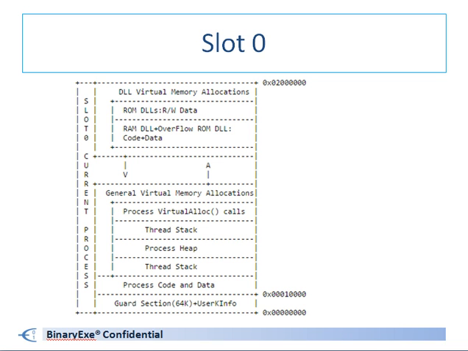So if the process changes, obviously the DLL doesn't change if it is still in use, unless it is unloaded. So the address is always constant unless it is unloaded. So you see in slot 0 there is a space for those DLLs, and these DLLs can easily be accessed by the processes.